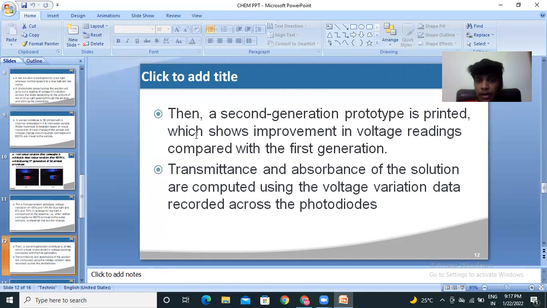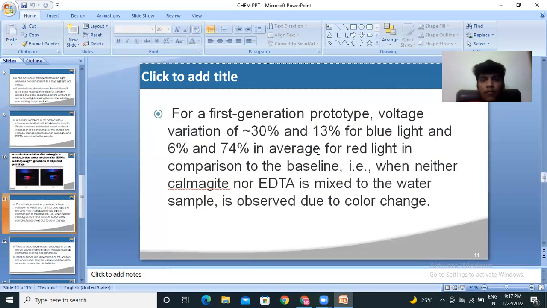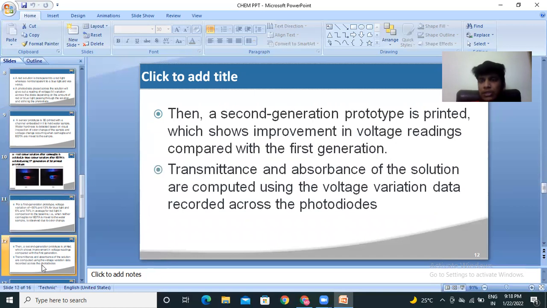Then a second generation prototype is printed, which shows improvement in voltage readings compared with the first generation. In the first generation we saw voltage variation of 30% to 13%, but in the second generation the voltage readings have improved. Transmittance and absorbance of the solution are computed using the voltage variation data recorded across the photodiodes.